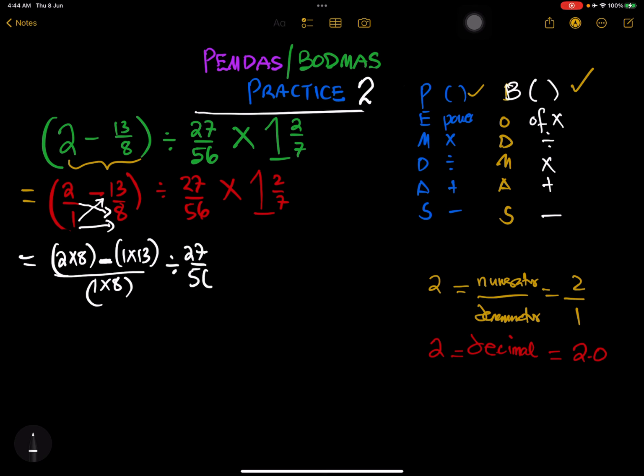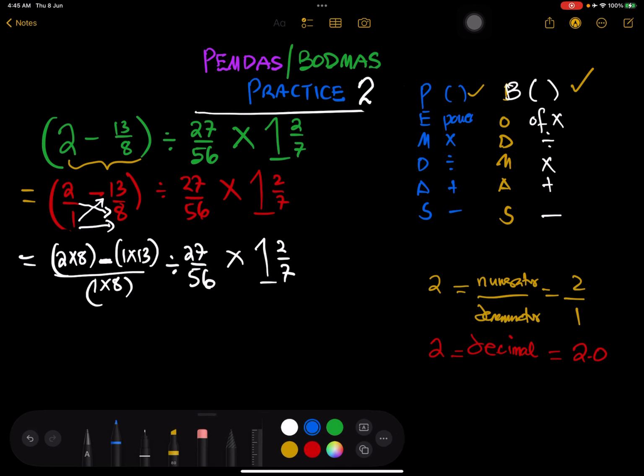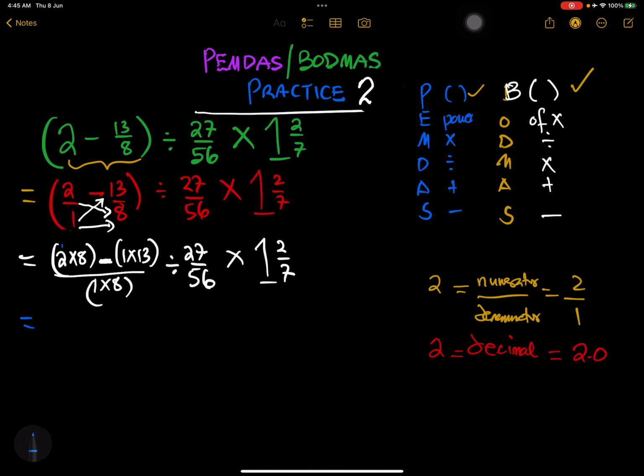Then we're going to keep the division sign here: 27 over 56 multiplied by one whole number, 2 over 7. Now we can simplify things here. This one will give us 2 times 8 is 16. This one, 1 times 13 is 13, divided by 8, divided by 27 over 56 multiplied by one whole number, 2 over 7.